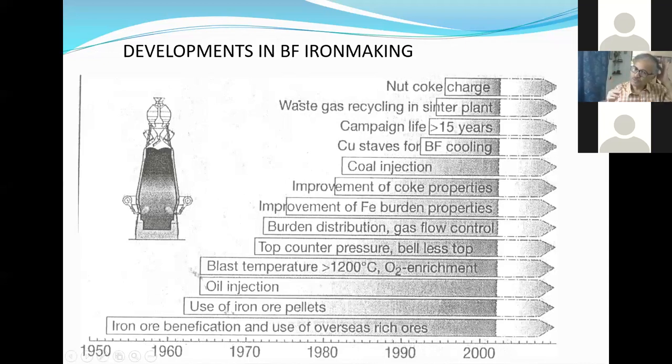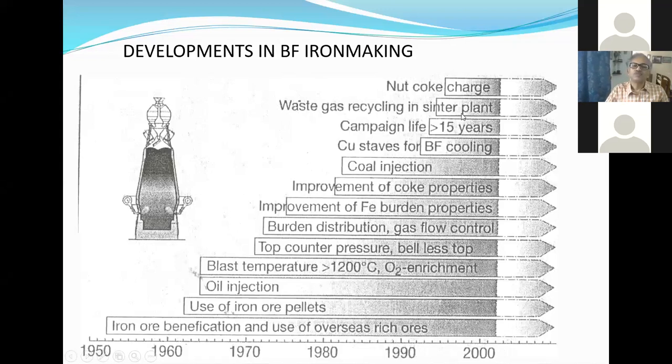You have to keep the refractory cool, because otherwise, if the temperature of the refractory increases, its life will decrease. If you can take out the heat from the refractory in a proper manner, then your campaign life increases. And as I said, nowadays the availability of the blast furnace is 95 to 98%. One of the reasons for that is that the refractory life has increased significantly.